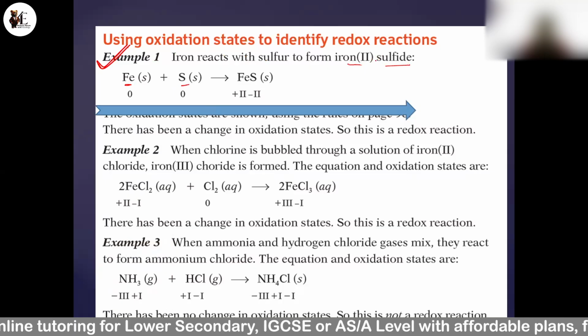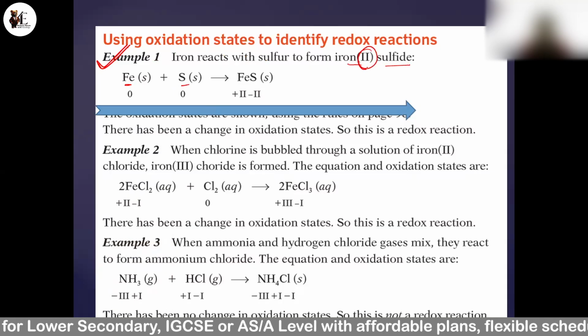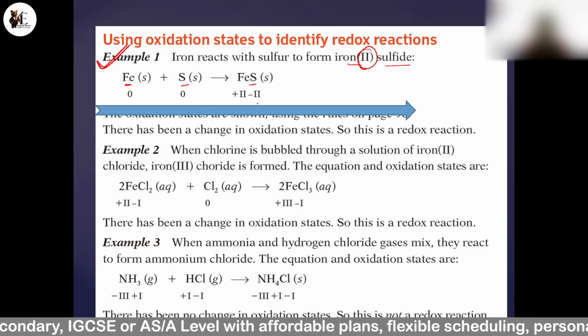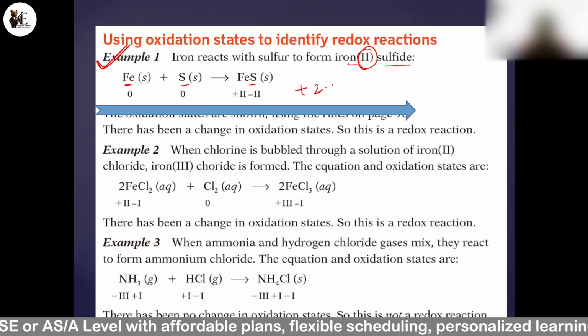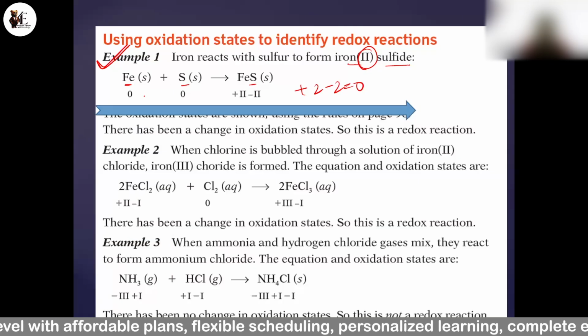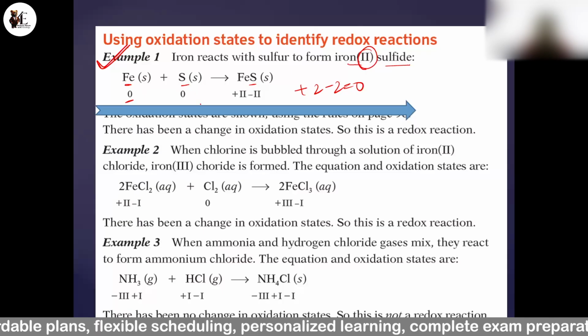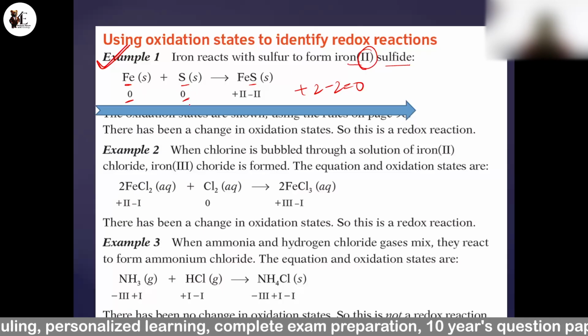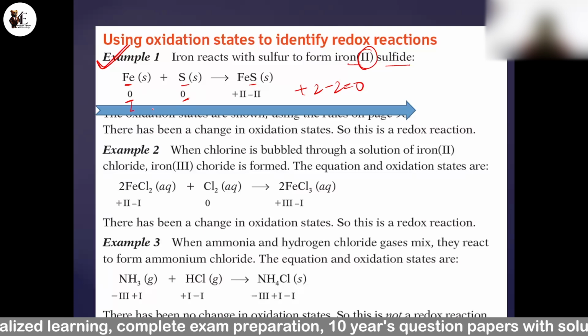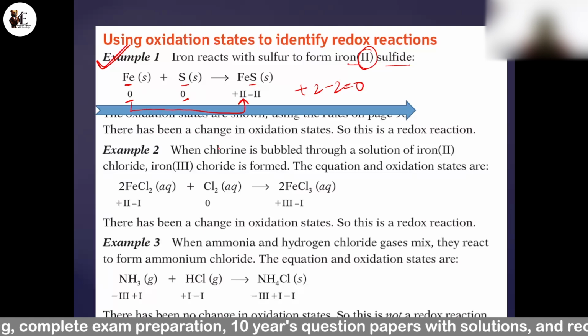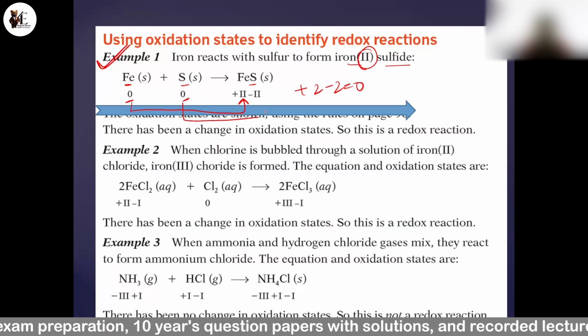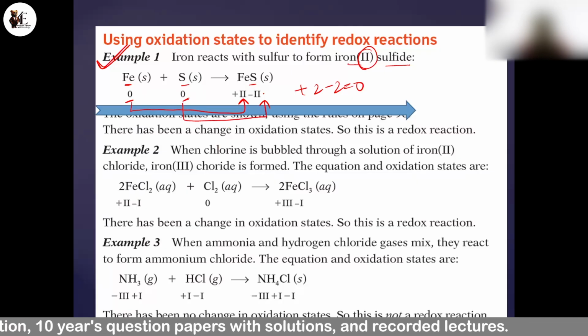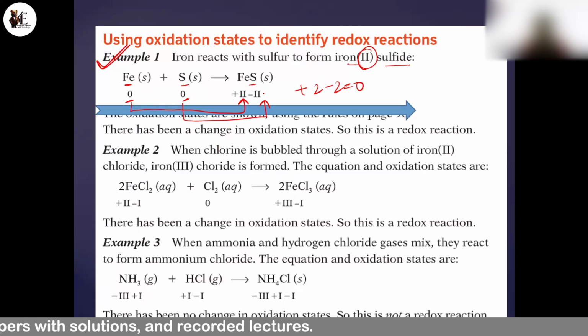That means the oxidation state for iron is +2. If it is +2 for iron, then sulfur should be -2. Why? Because +2 and -2 is equal to 0. Fe is in the elemental form, so it is 0. Sulfur is also alone, in the elemental form, so it is also 0. Now you can see that iron is moving from 0 to +2, that means oxidation, and sulfur is moving from 0 to -2, a decrease in oxidation state, that means reduction. So both processes are happening, so it is a redox reaction.